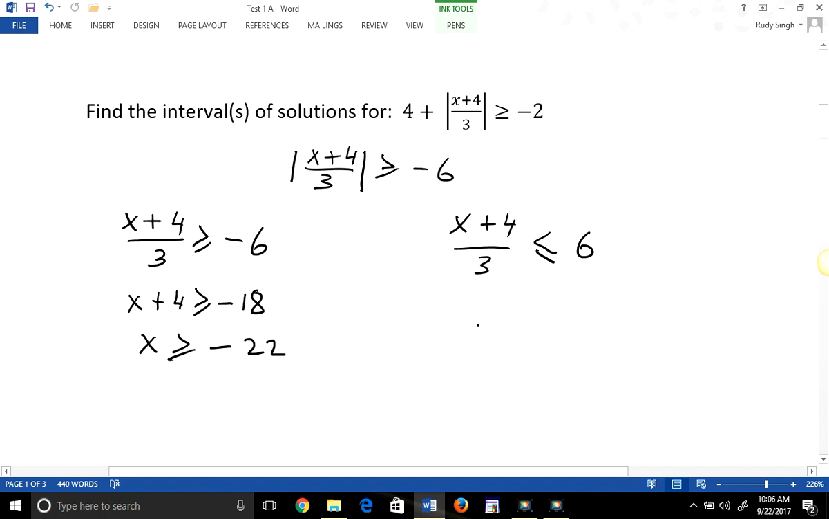And then on this side here, you get x plus 4 is less than or equal to 18. And then you subtract 4 from both sides, you get x is less than or equal to 14. So these are my two solutions. X is greater than or equal to negative 22 or less than or equal to 14. And so that gives me an interval of negative 22 to 14.